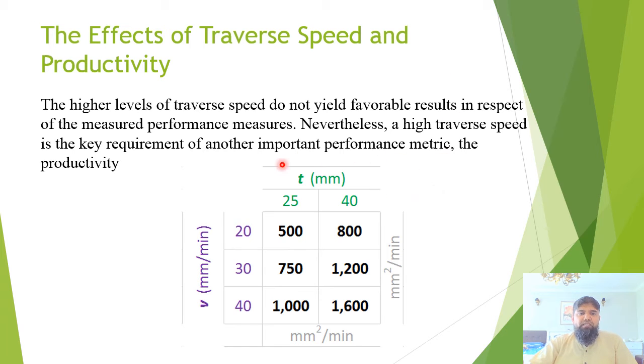The product of traverse speed and stock thickness is a key productivity measure for the abrasive water jet cutting process. So the three levels of traverse speed, 20, 30, and 40, and the two levels of stock thickness, 25 and 40 millimeter, give this product six values, which are tabulated over here, with the lowest one as 500 and the highest one as 1600 millimeters square per minute.